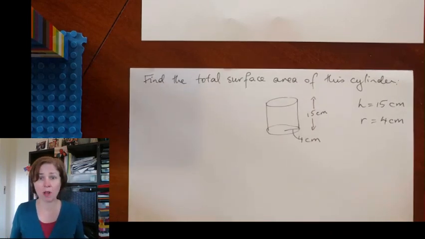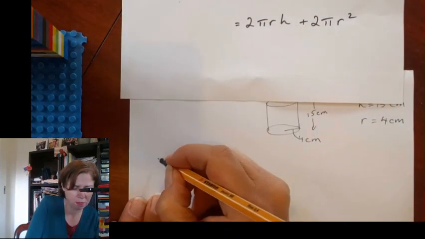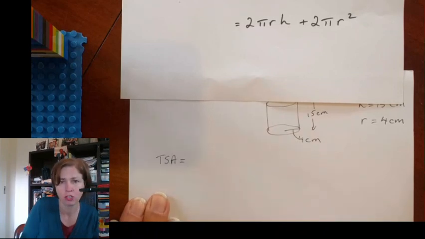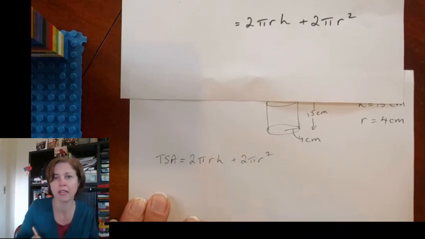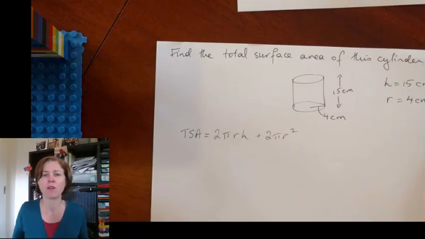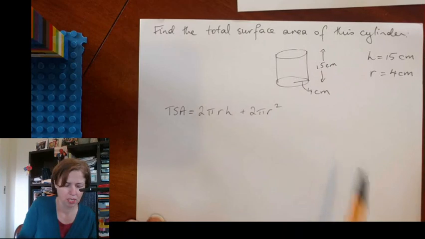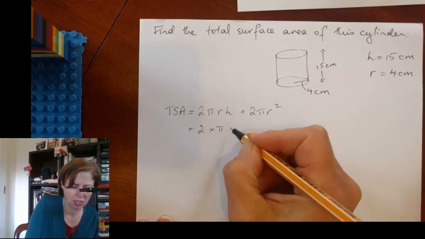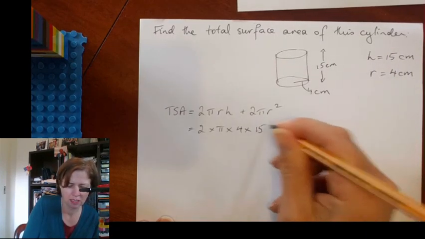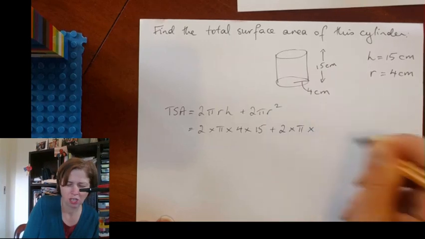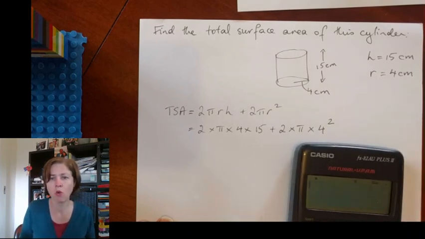All right, now I need my formula. So I'm going to copy it down from my page. I'll just pull my page a bit closer and I'll copy down TSA, that stands for total surface area, equals 2 pi r h plus 2 pi r squared. All right, don't need that anymore. So I'm going to find the total surface area of this by substituting these numbers into this formula. So 2 times pi times r is 4 times h is 15 plus 2 times pi times r is 4, so it's 4 squared.